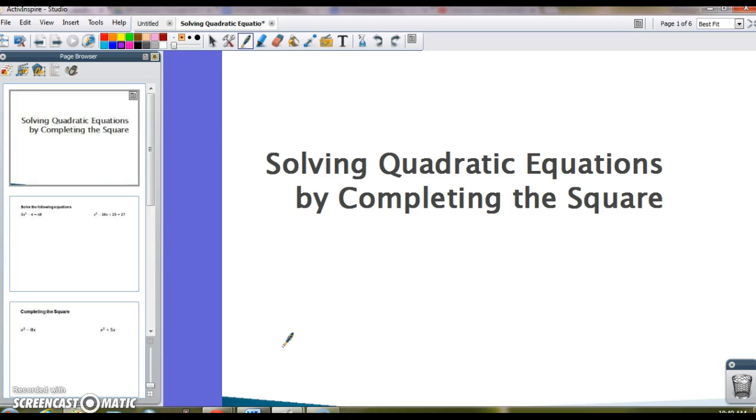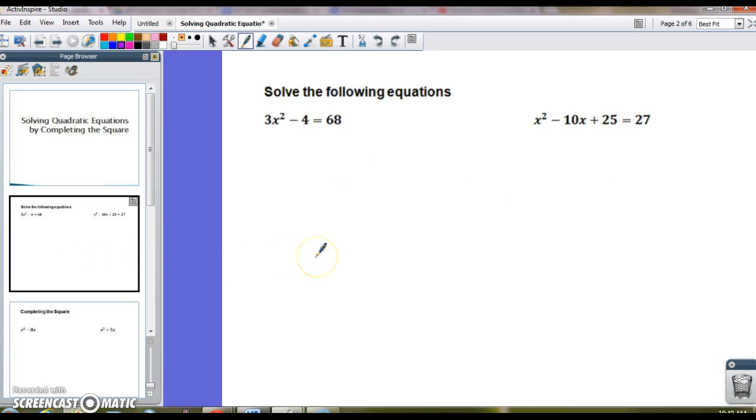So this is a new way of solving quadratic equations. We talked about solving them by factoring and by graphing, but this is another way of doing it. Before we get into the actual completing the square, I do want to do a quick little review of equation solving. You'll see the two different equations that are up here. These are the same problems that are on your sheet, and you'll see that they're a little bit different.